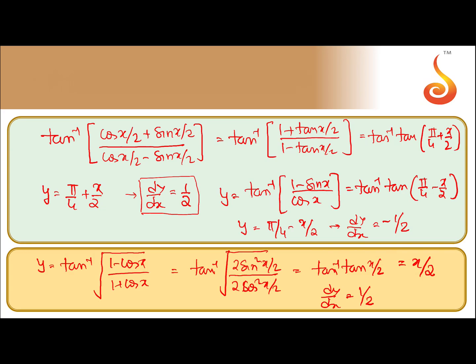So for our problem, tan inverse secant x plus tan x will give you pi by 4 plus x by 2. If it is tan inverse 1 plus tan x by 2 over 1 minus tan x by 2, you got as pi by 4 plus x by 2. If it is tan inverse 1 minus sin x by cos x, nothing but secant x minus tan x, will give you minus 1 by 2. Okay, I'll show once again.